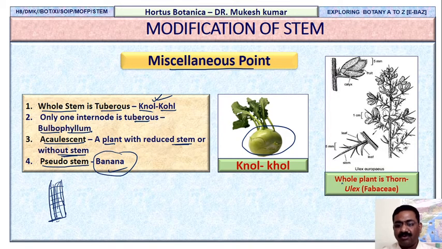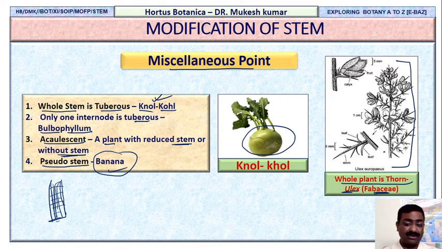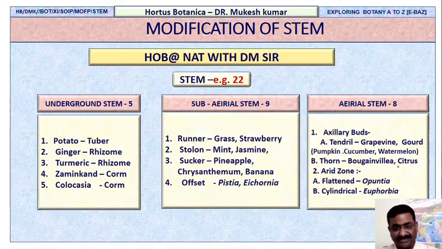Fourth, it might be possible that the whole plant is thorn. It is in the case of Ulex, again a member of Fabaceae, the pulse family. You are finding how the whole plant is a very thorn-like structure. In general, you find thorns in the case of Bougainvillea and citrus. But here you are finding how the whole stem is a very spiny, thorn-like, protective structure in Ulex. Fine. So this is the miscellaneous and exceptional condition.